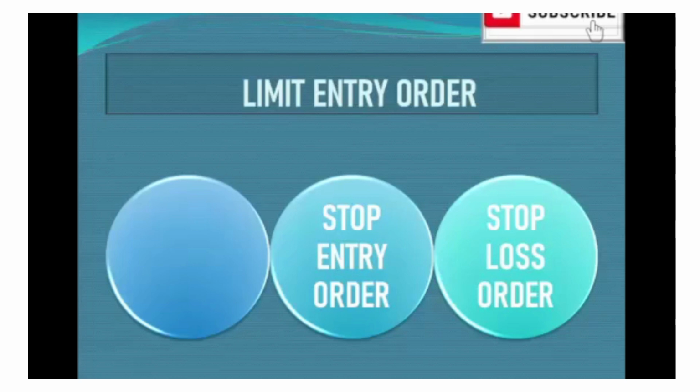And then if you are buying a trade, your stop loss should be below the support levels. If you are selling, your stop loss should be above the resistance levels. But if you are buying, your stop loss should be below the support levels. And this is how you get most of these things done, guys.